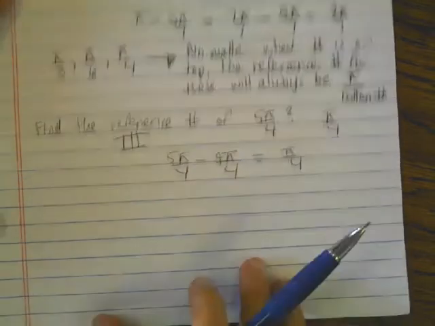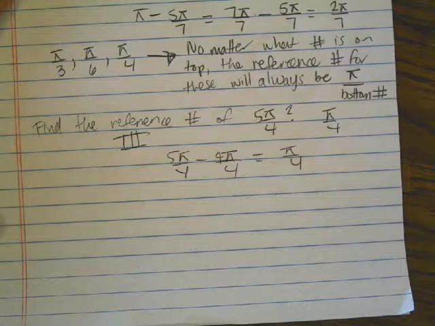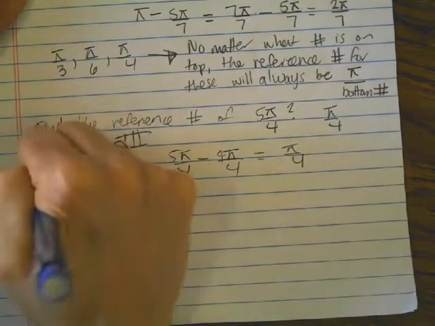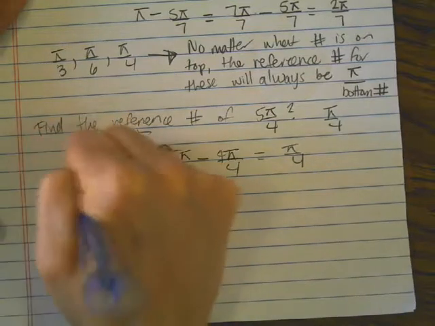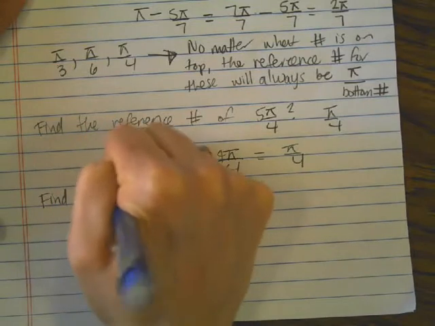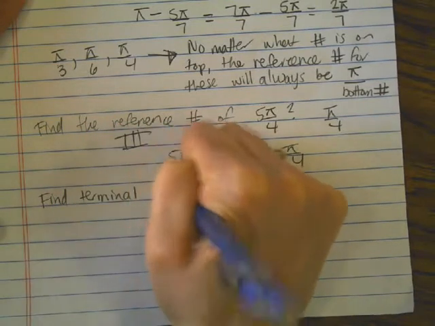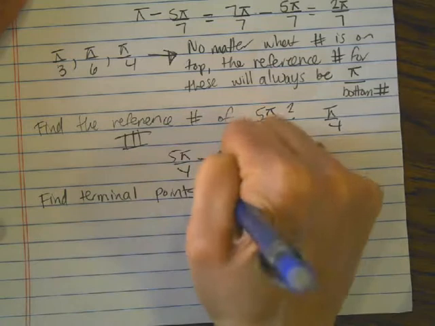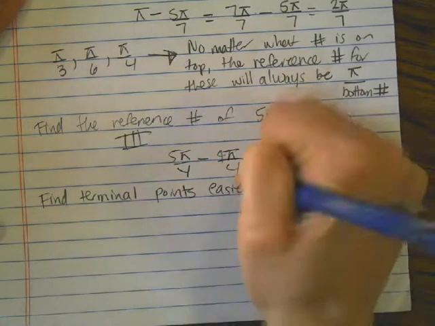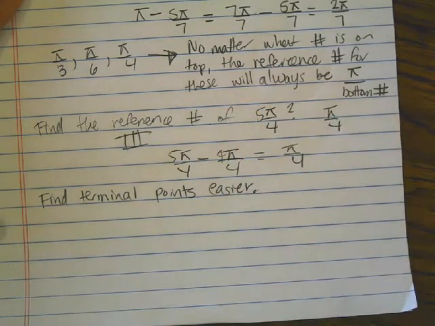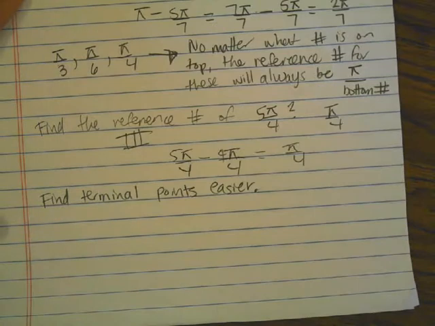So why do they want you to do this? The reason is it helps you find terminal points. Instead of memorizing all the points around the circle, you only have to memorize the ones in the first quadrant. We'll talk about this a little more tomorrow.